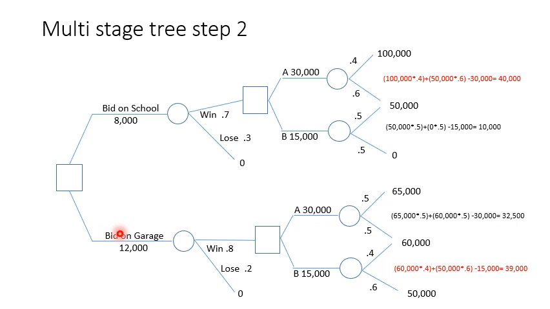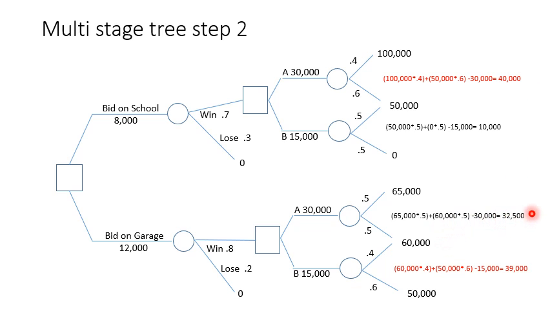We did the same thing over here on our bid on the garage. 65 times 0.5, 60,000 times 0.5 minus the 30 gives me a value of 32,500. Over here, I've got 60,000 times 0.4, 50,000 times 0.6 less the 15,000 gives me 39,000. So in this case, we now have a situation where the B team returns the greatest EMV. We've got a $39,000 EMV if we bid on the garage using the B team, and we've got a $40,000 EMV bidding on the school if we use the A team.